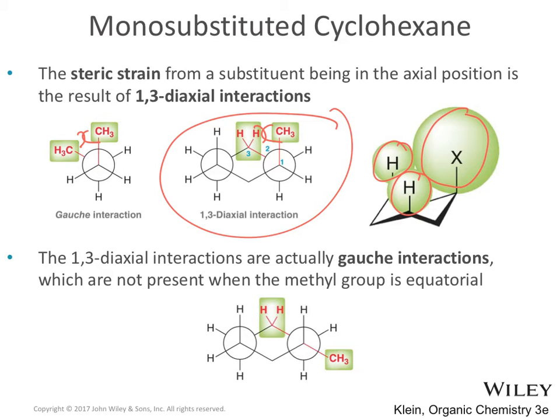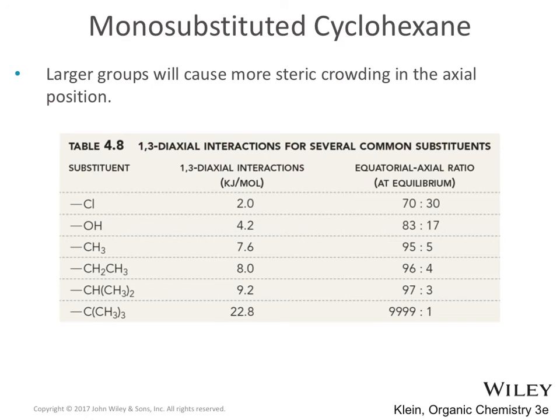But when the methyl group is equatorial, like in this one, we don't have the steric clashing there. Larger groups will cause more steric crowding in the axial position. So this table shows us the energetic cost of those diaxial interactions and then the ratio of the equatorial to the axial conformer at equilibrium.